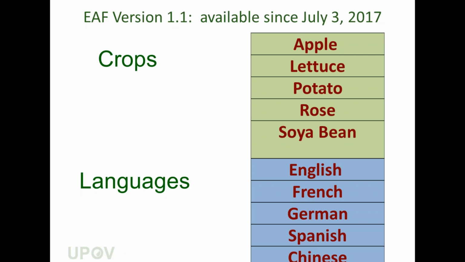So that was the reason why we started with just 5 crops, as you can see on the screen: apple, lettuce, potato, rose, and soybean, in order also to select some major important crops from the different families of the plant kingdom. Also, we've started with a limited number of languages. First, UPOV languages, so English, French, German, Spanish, and we've recently added the functionality in Chinese. We'll present that in a moment.